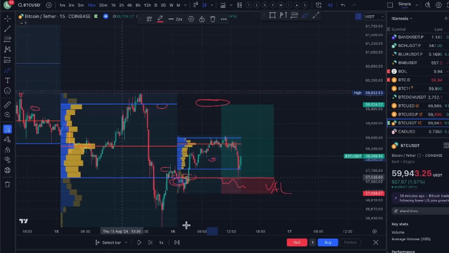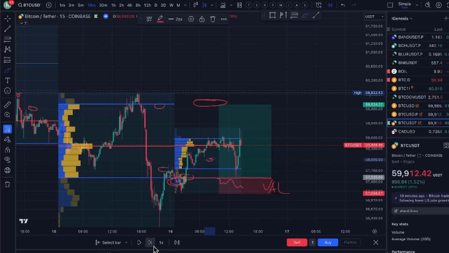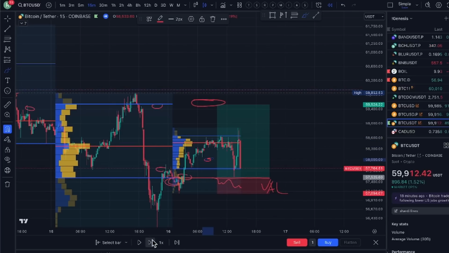Guys, I swear, when I was preparing this video, I didn't know that's going to happen. I am also looking at the charts together with you right now. I just wanted to find the day where we start to accept above value area low. I didn't know that's going to happen.